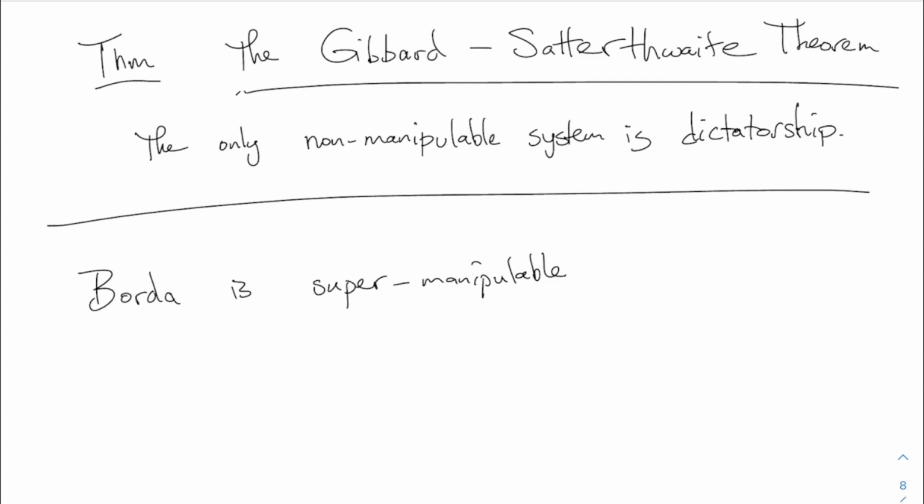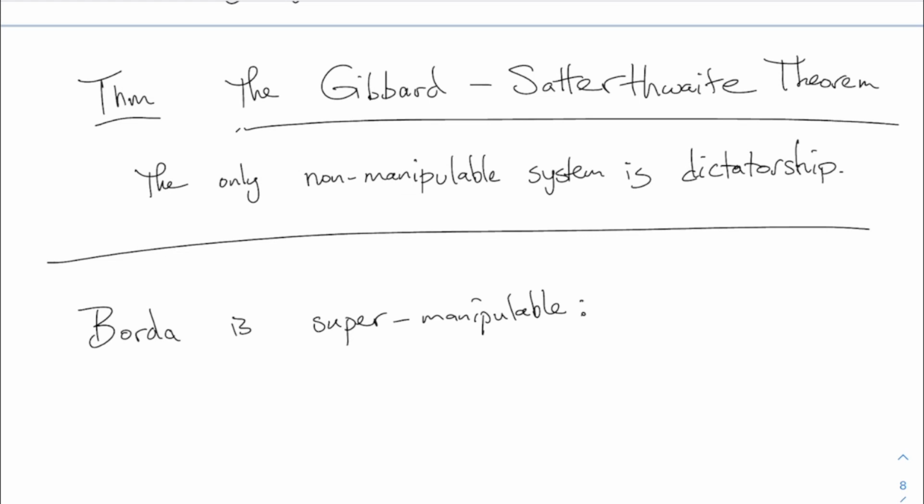And I wanted to just give a quick example of that. So Borda is super manipulable. What I mean by that is that insane things will happen if everyone tries to vote strategically.